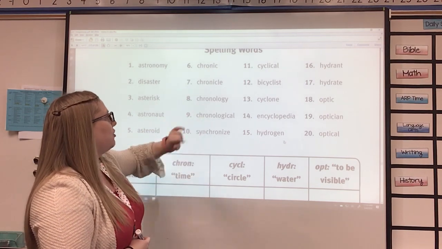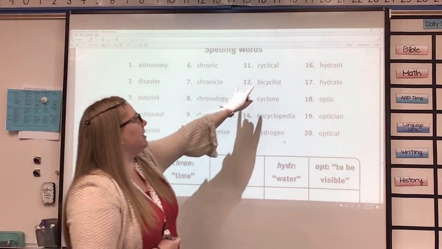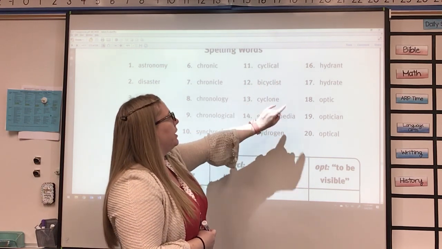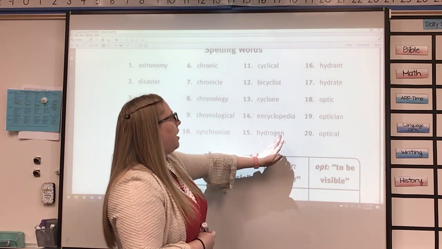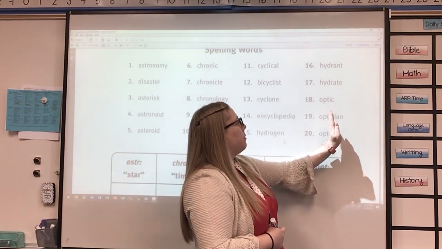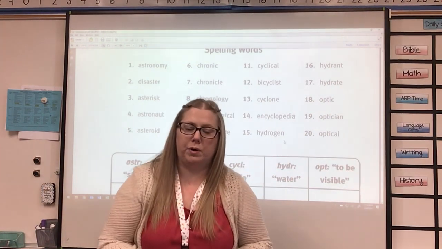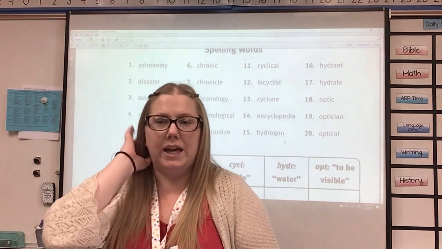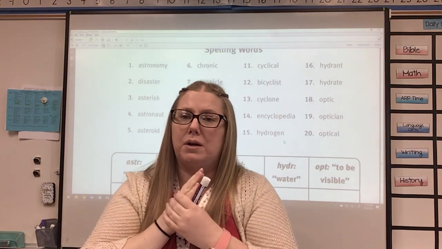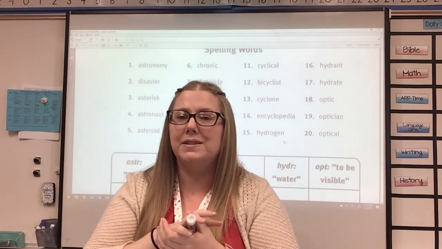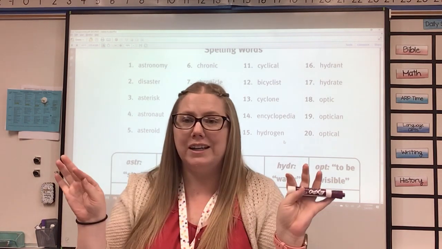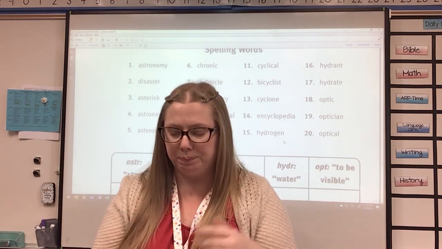chronology, chronological, synchronize, cyclical, bicyclist, cyclone, encyclopedia, hydrogen, hydrant, hydrate, optic, optician, and optical are your 20 words. So again, spelling is optional, but you guys, you need to know how to spell. So take a minute to look at those words and practice them a little bit. You're not going to get tested, but it's still good to know.